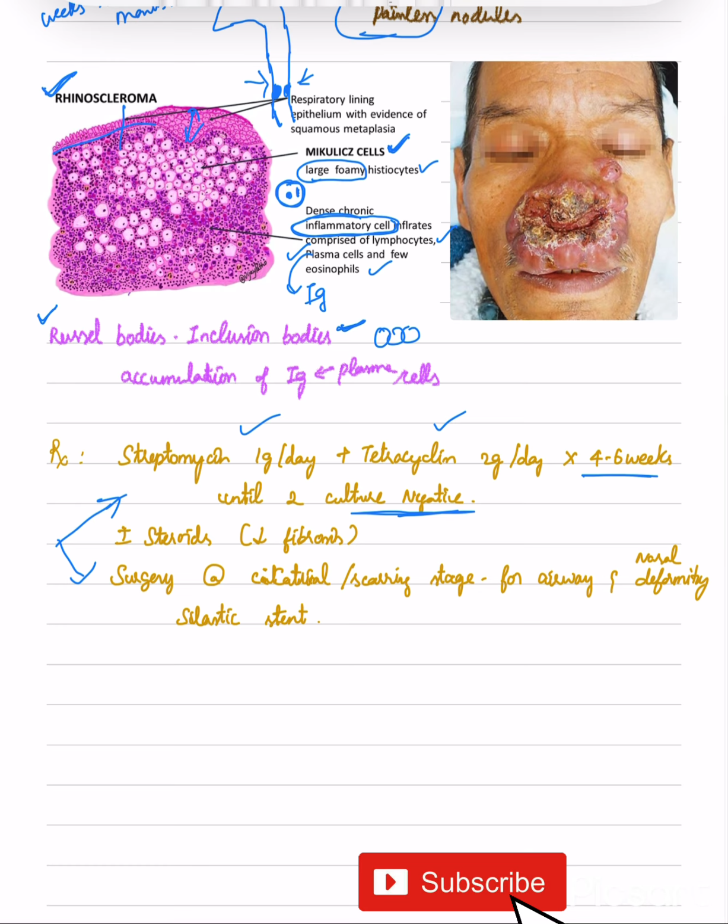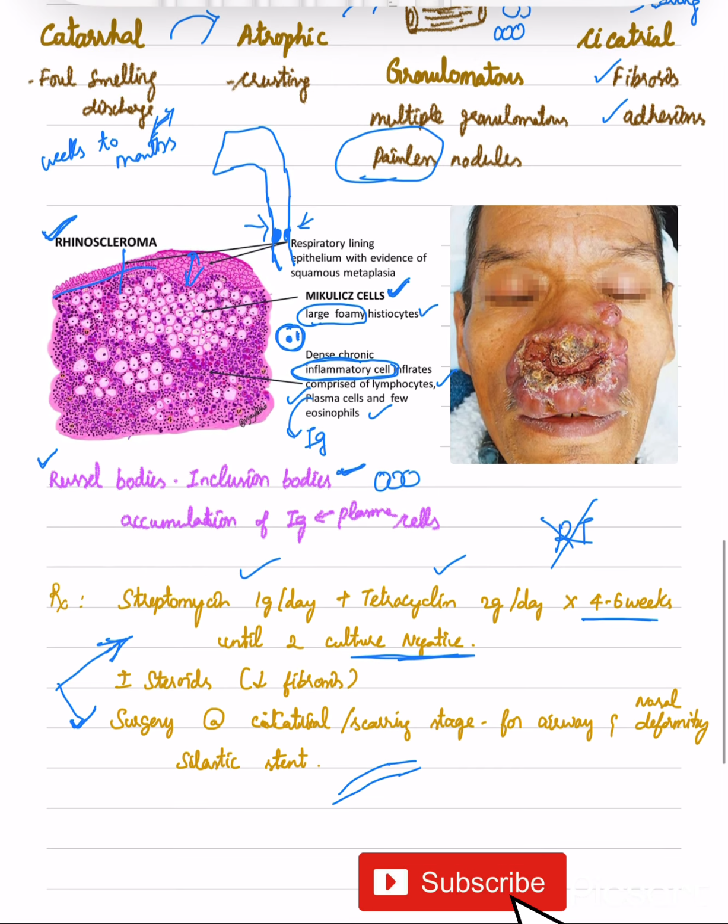The use of steroids in rhinoscleroma is that it reduces the sclerosis or fibrosis. Surgical treatment can be given to the patient if they have nasal deformity. To correct the nasal deformity, surgery can be done, and to maintain the airway, surgery can be done. In some studies, they also use an elastic stent to maintain the nasal airway. And radiotherapy is of no use in case of rhinoscleroma.